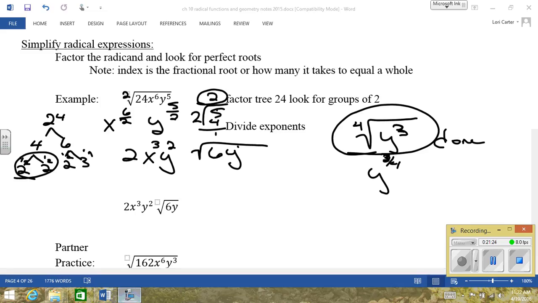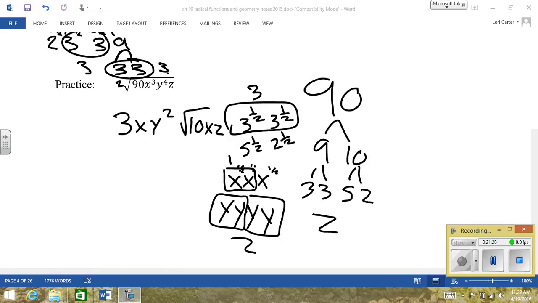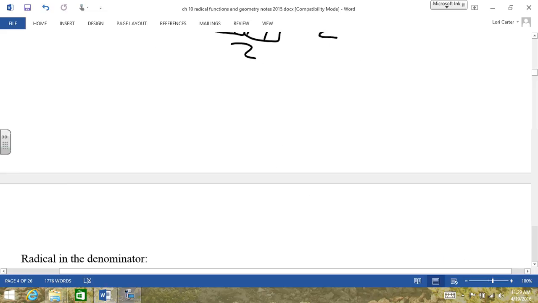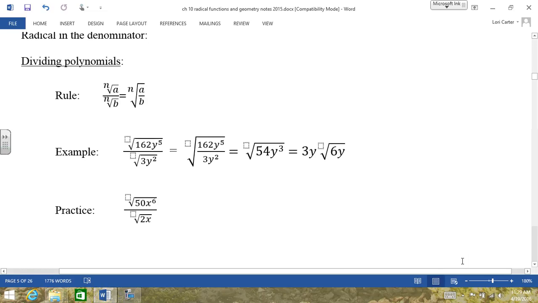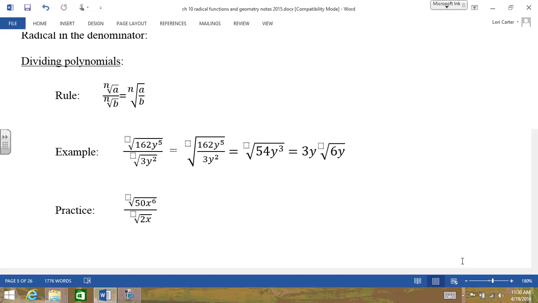All right, get going on your prep. Is the answer again 3xy squared root 10? Yep. Okay, got the next one. Now we are dividing. We're going to divide these, multiply these, and clear these. So there's a lot we're going to do. That was all review. You're supposed to know all of that.